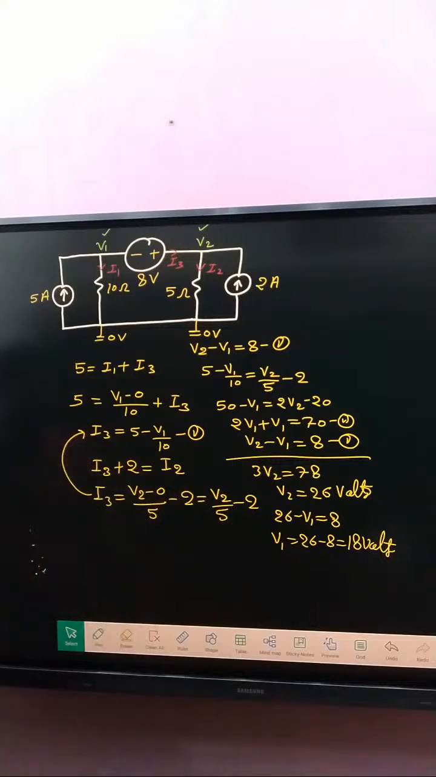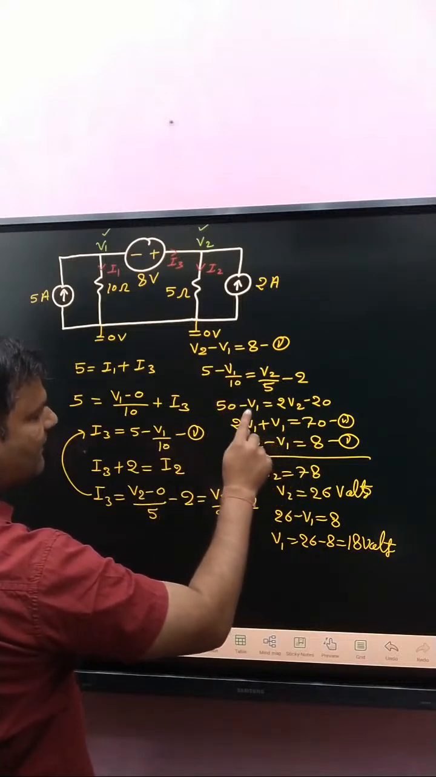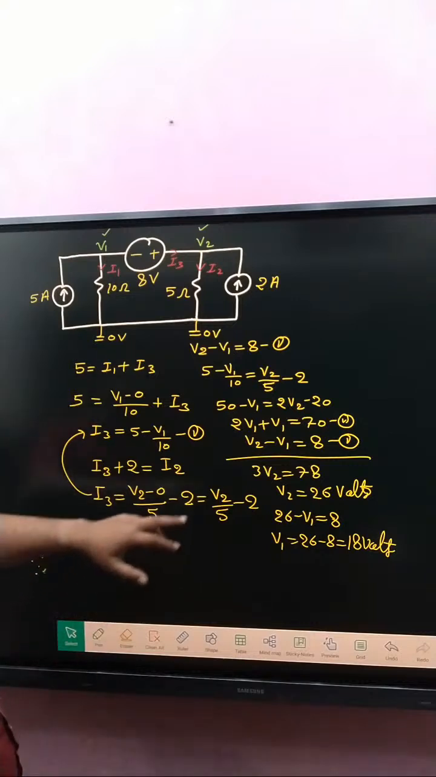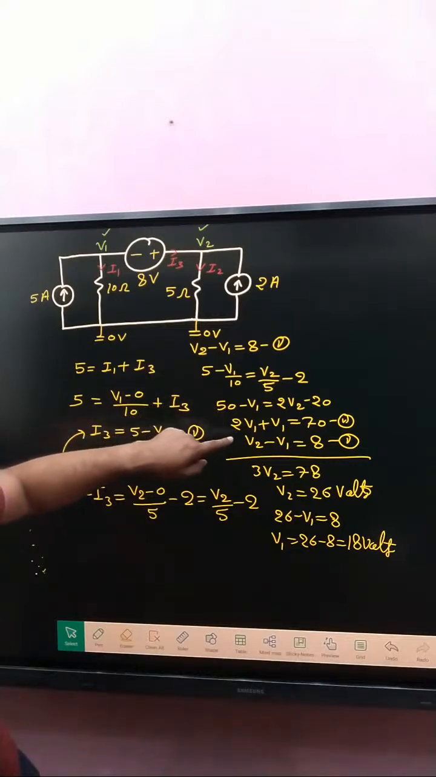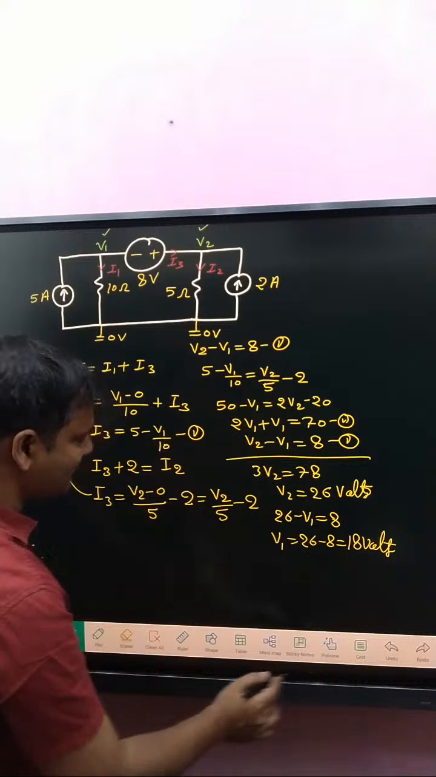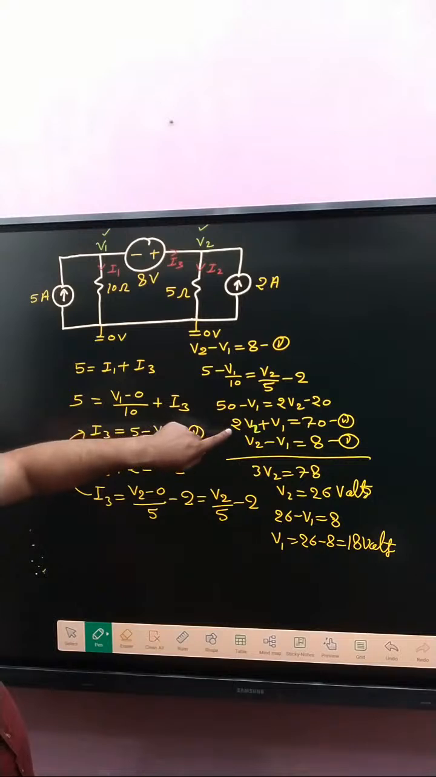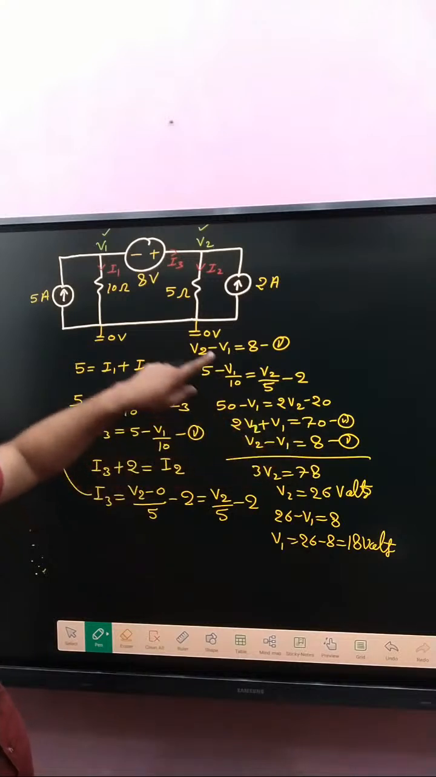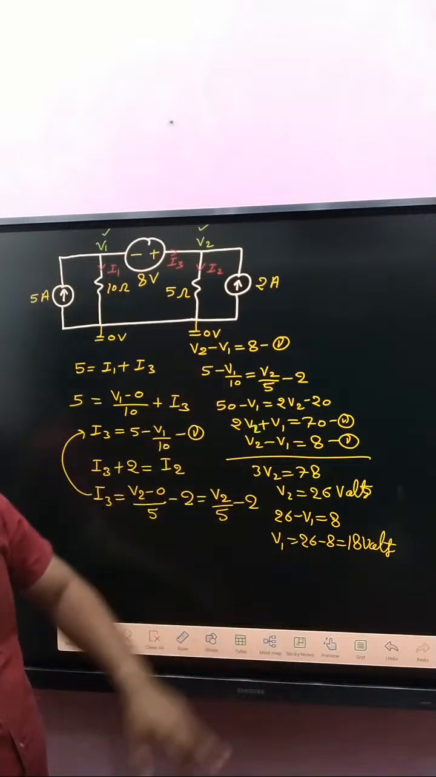These two are the same. So equating, then we finally got 2V1 minus, sorry. Look here, that one is basically V2. Silly mistake. And that one is basically V2. So after solving, we got 2V2 plus V1 equal to 70. And this one, V2 minus V1 equal to 8. After solving these two, we got V2 is 26 volt. And that value put here, then we got V1 is 18 volt.